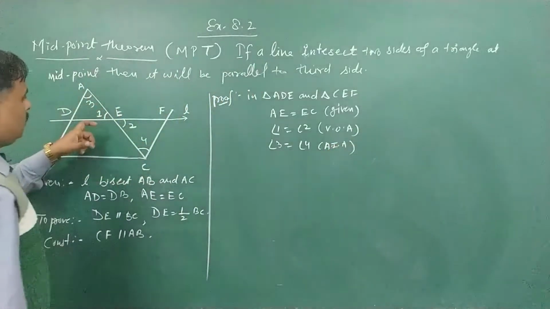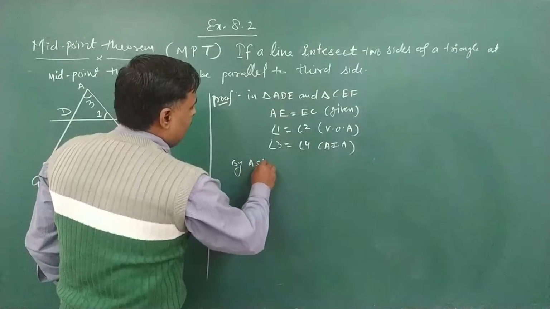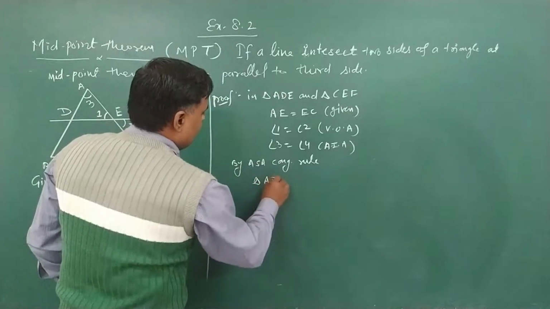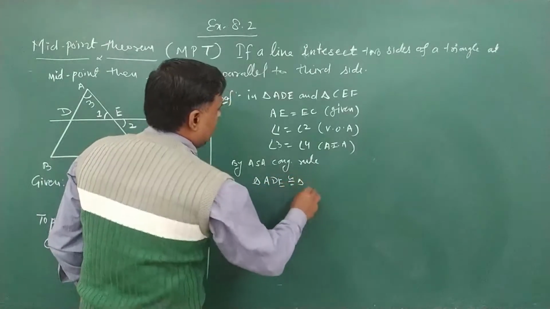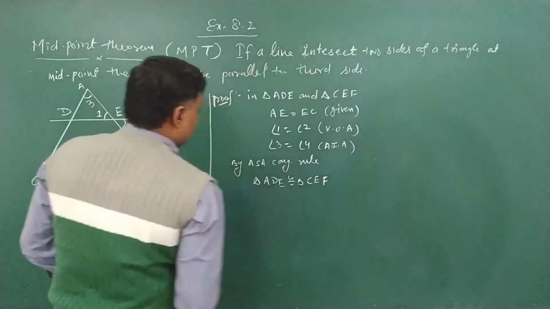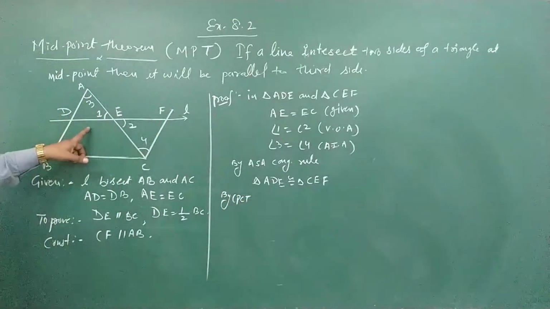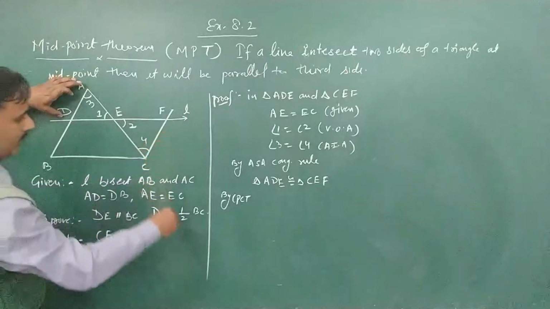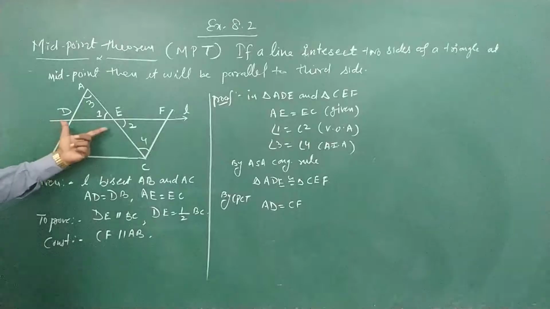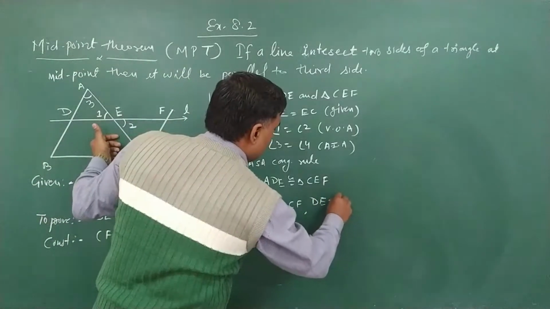So by two angles and the included side, we can apply the ASA congruency rule: triangle ADE is congruent to triangle CEF. Now these two triangles are congruent, so by CPCT we can say here AD is equal to CF, and DE is equal to EF.